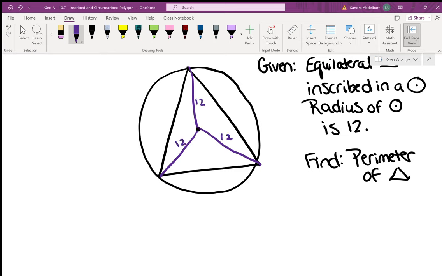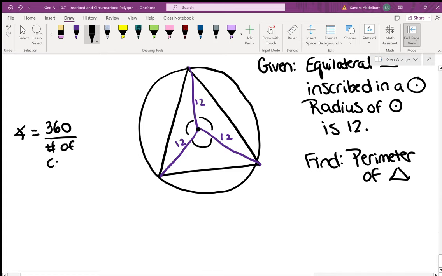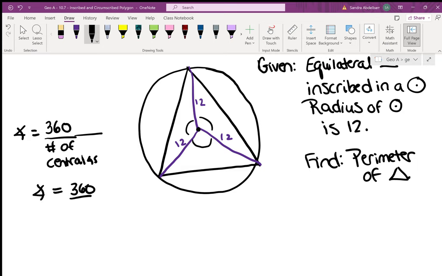All right, the next thing you have to do is find your central angles. Who remembers how to find the degree of the central angle? Lexi. 360 divided by 3. Good. The angle is going to be 360 divided by the number of central angles. How many central angles do we have in this diagram? 3. So our angle is equal to 360 divided by 3, which is 120.